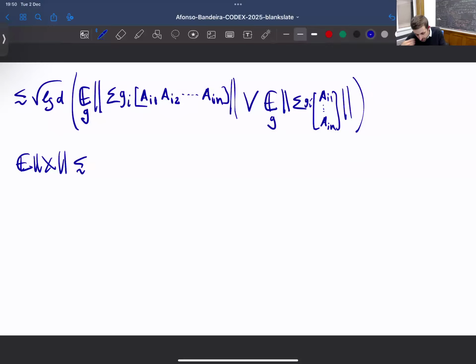To do another non-communication, I pay another root log. So I get log d. And then I get the max between four things. I get the max between flattening row, row. So, okay, let's do it.